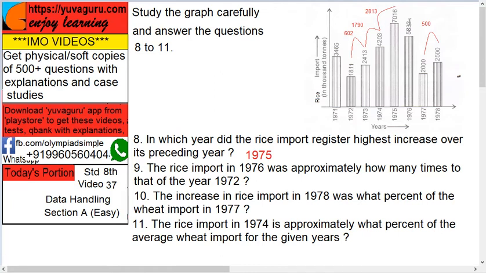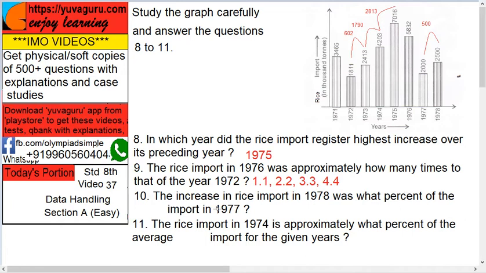The rice import in 1976 was approximately how many times that of the year 1972? So here 1972 was 1811 and 1976 was 5832. So how many times? 18 3s are 54, right? More than 300%. Suppose these are the four options given to you: 1.1 times, 2.2 times, 3.3 times and 4.4 times. So what will be the correct answer?